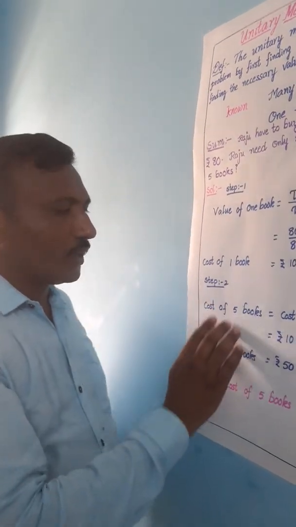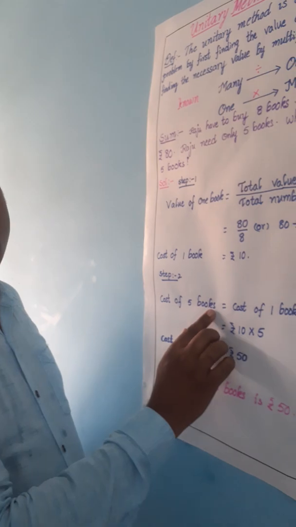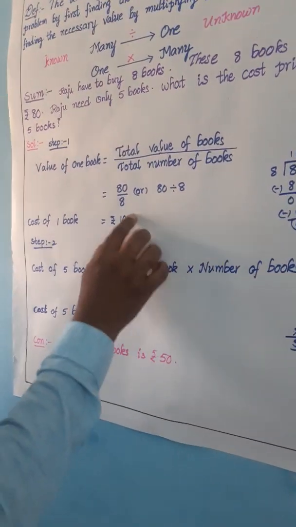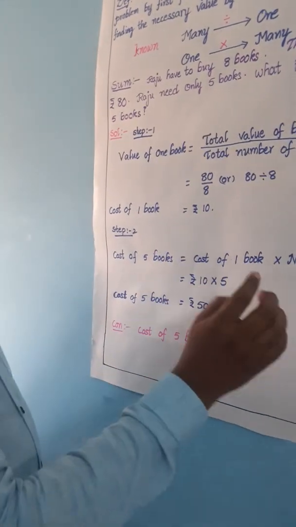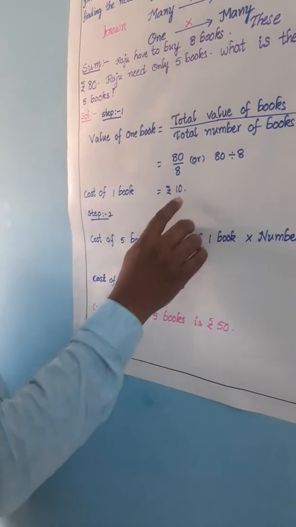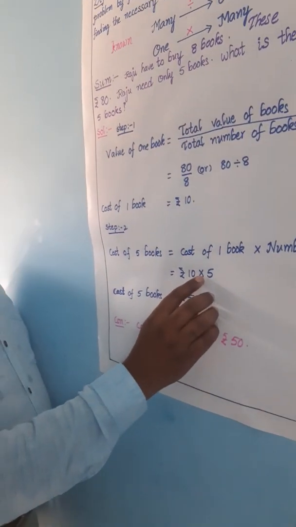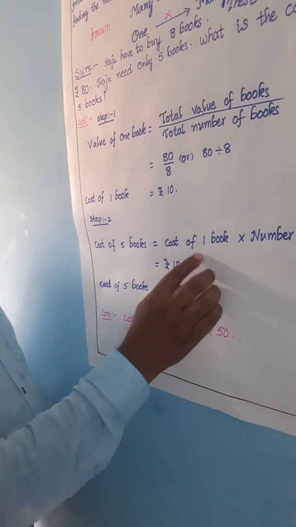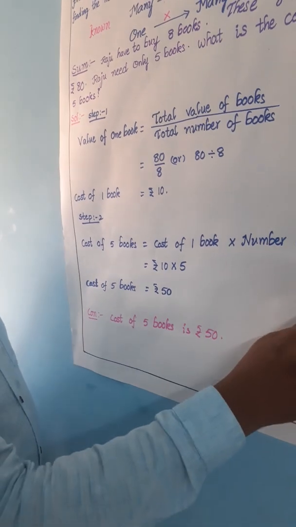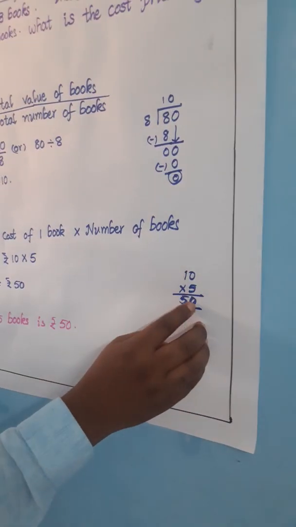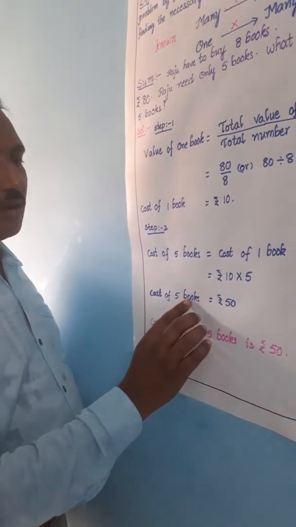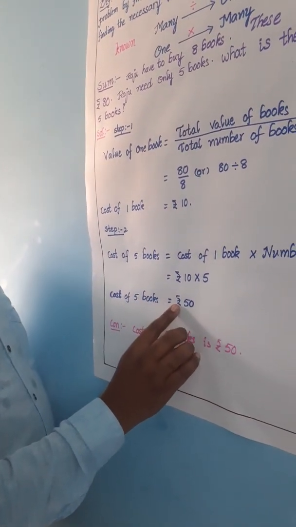Step 2. Here, the cost price of 5 books we have to find. So the cost price of one book, already we know this value. So multiply by the number of books. The cost price of one book is 10 rupees, we know, and we have to multiply with the necessary value we have to find. So that is 5. 5 times 10 is 50. The cost price of 5 books is 50 rupees.